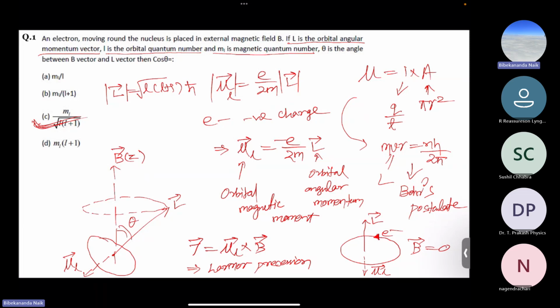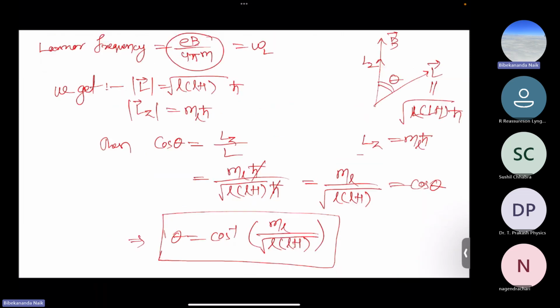The component of the orbital angular momentum along the magnetic field, Lz, is given as ml h cross. So if you put these two values, we find the angle between the two vectors, that is the B vector and the L vector, that is the Lz vector and the L vector. Cos theta will be Lz divided by L. So putting these values, we got theta is cos inverse of ml divided by root over l into (l plus 1). I hope this is clear to everyone.